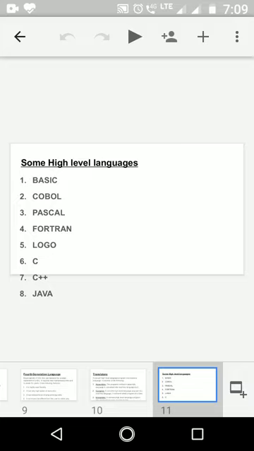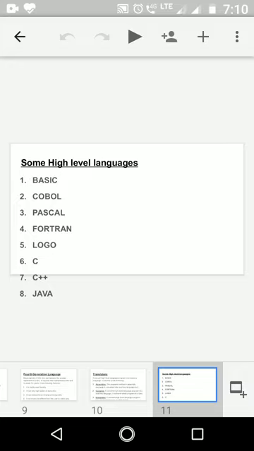Next, Pascal. It is a structured programming language used for business and scientific purposes. It has been named after French mathematician Blaise Pascal, who had invented Pascal's adding machine also. He was also a great physicist.